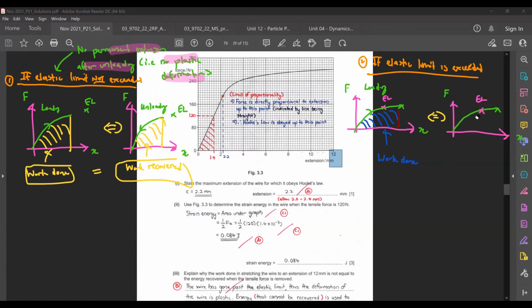The loading part took... Instead, it's just gonna follow a line that looks like this. It's gonna follow this line like this. This is the unloading part. Okay, it will follow a path that looks like this if I already exceeded my elastic limit.